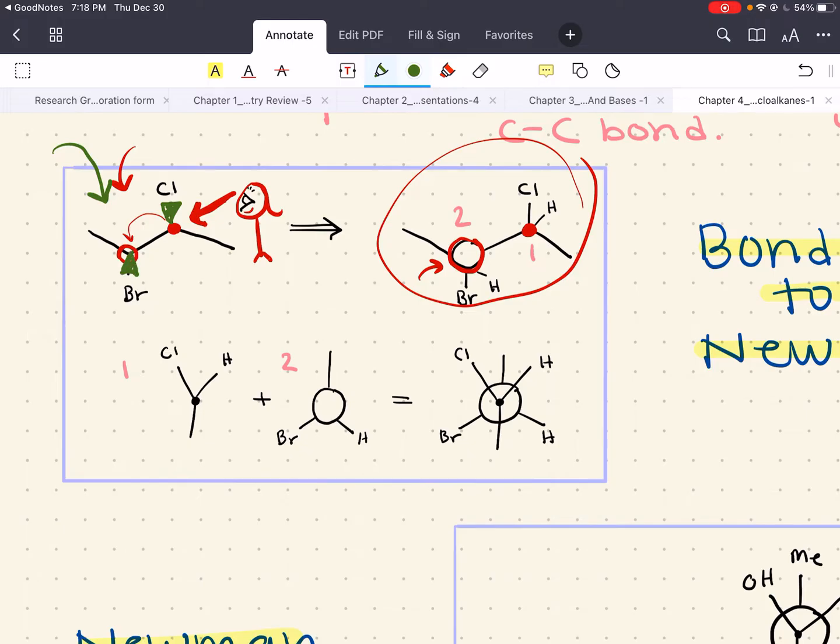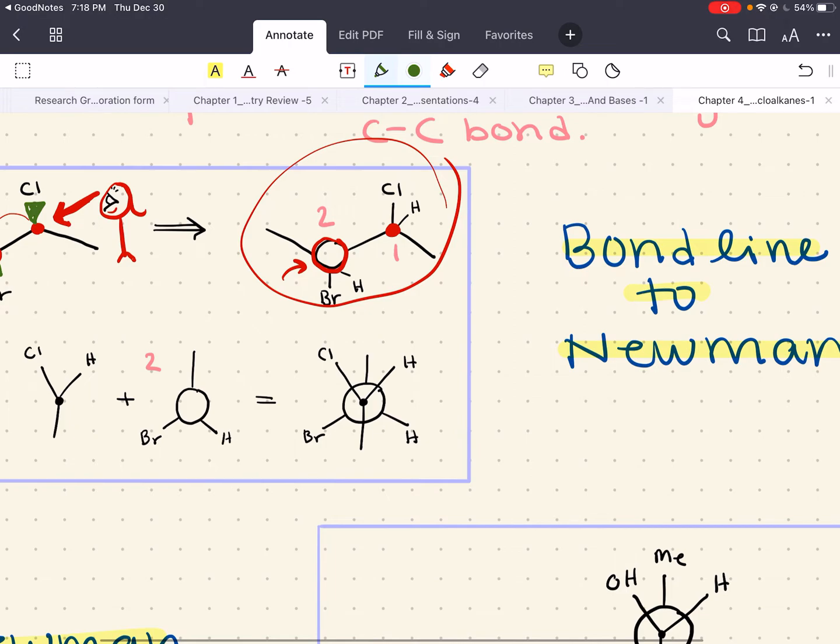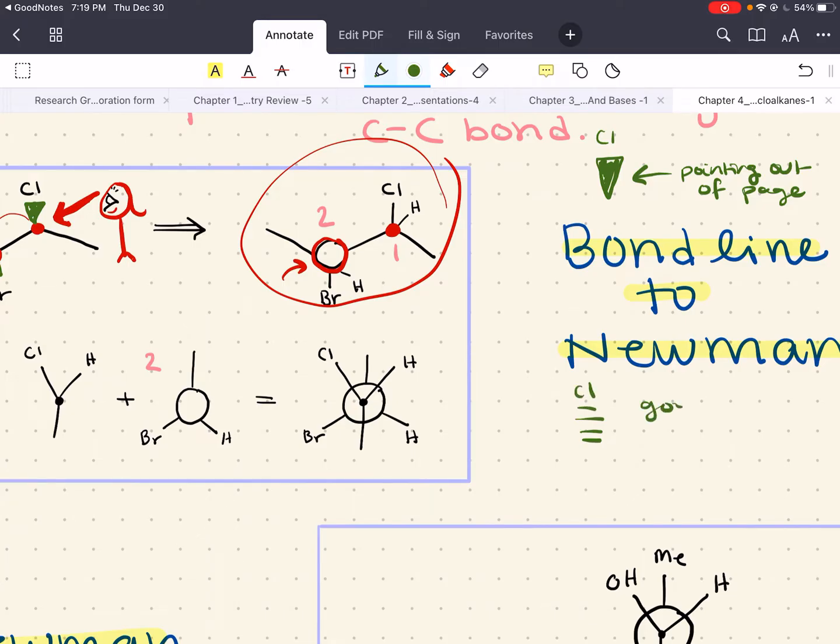Now, this is a good place to stop and discuss something. Whenever you see a wedge and then some sort of atom like chlorine, a wedge means that this atom is pointing out of the page. It's coming at you. It's coming out of the page. If you see an atom drawn on a dash, that means it's going into the page.